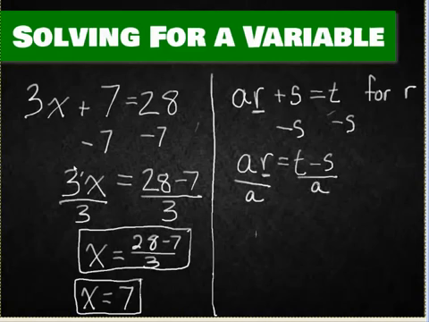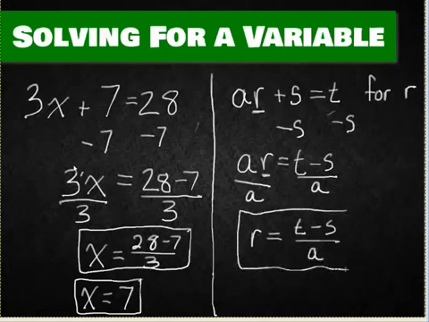So AR divided by A, that's just R. And what's T take away S all divided by A? Well, it's T take away S all divided by A. And so this formula is now solved for R because R is all by itself.